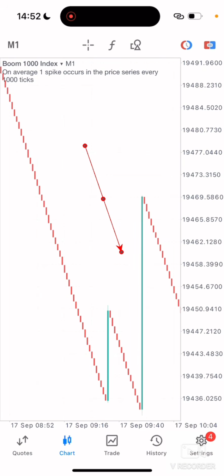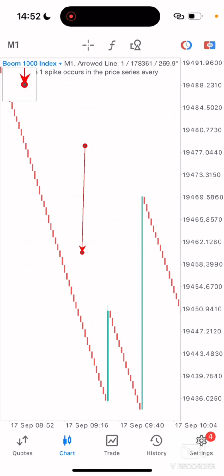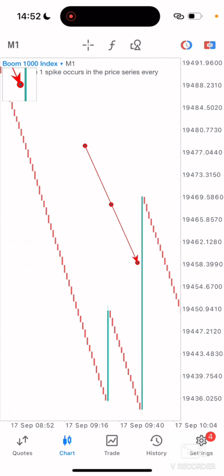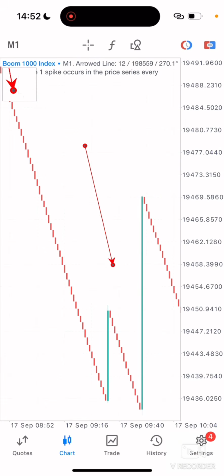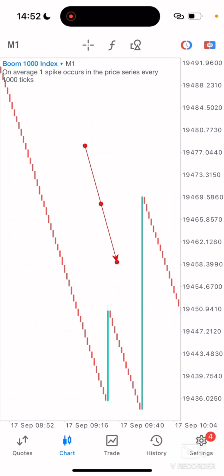Now, a spike occurs in the course of every 1000 ticks here in the boom market. This is the Boom 1000, remember. Now, you notice something. You notice we have short red candles and then we have long green candles. Now, this pair spikes upwards in the course of every 1000 ticks. Based on my own personal experience here, I won't advise you to trade the Boom index, whether as a newbie or as a professional trader.